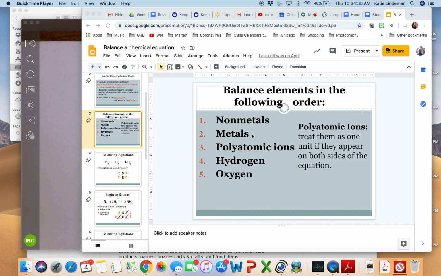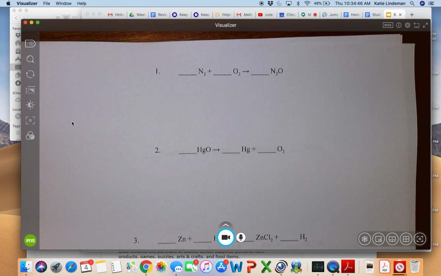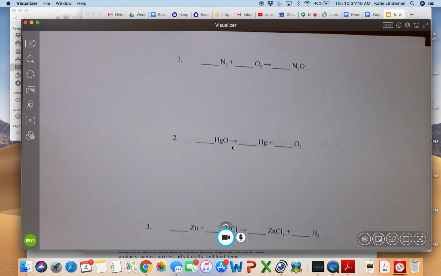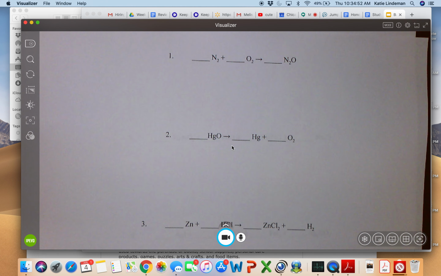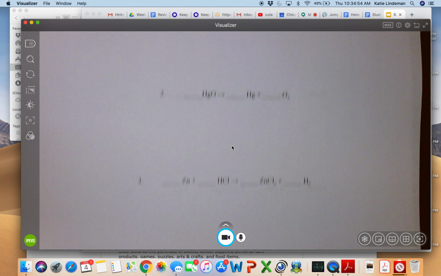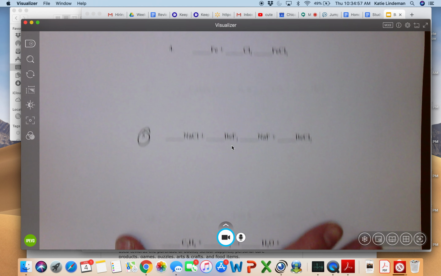This is the order in which we need to go in order to balance an equation. So we do nonmetals first, then metals, then polyatomics, then hydrogen, then oxygen. Okay, so that's the order that we're going to do. I'm going to go through a couple of the trickier questions on this review guide. The first one I'm going to go over is number 5.